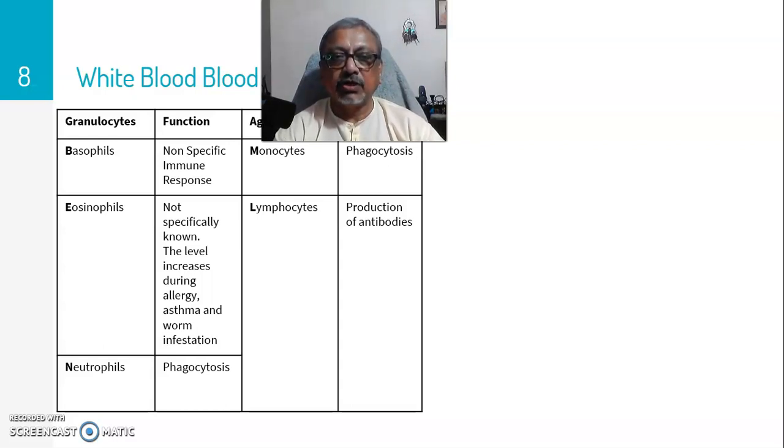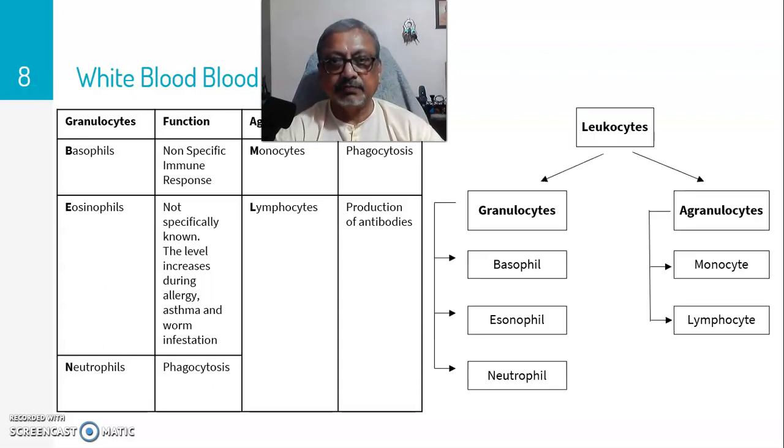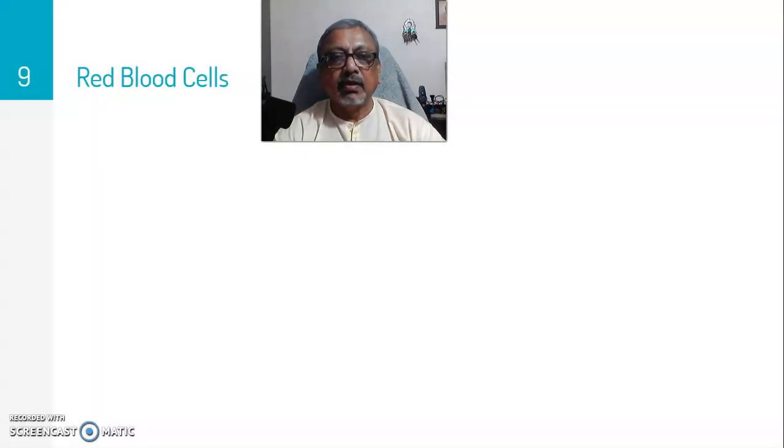Lymphocytes are responsible for the production of the antibodies, and there are two types of lymphocyte, B lymphocyte and T lymphocyte. B lymphocyte produces antibodies and T lymphocyte are the helper cell or the informer cell. So these are the 5 different kinds of WBC, that is basophil, eosinophil, neutrophil, monocyte and lymphocyte.